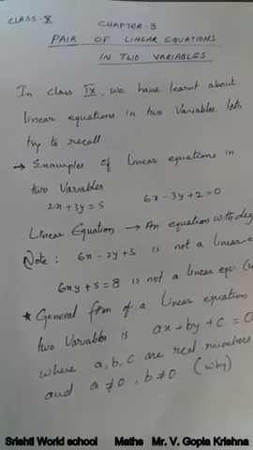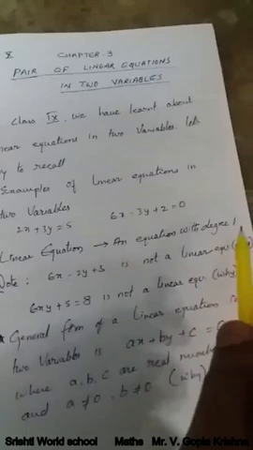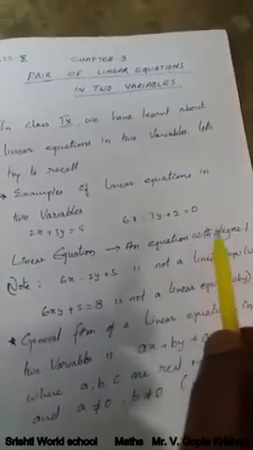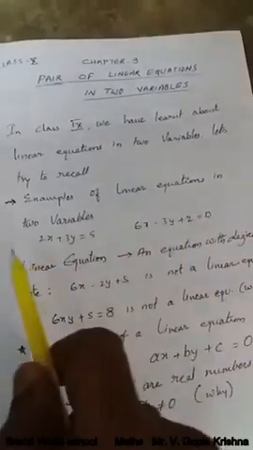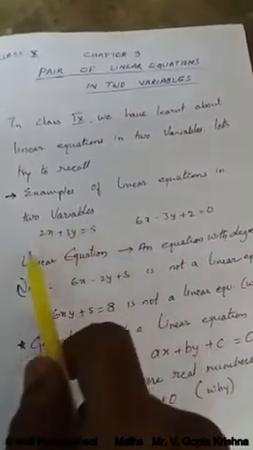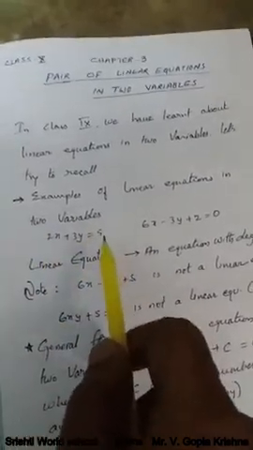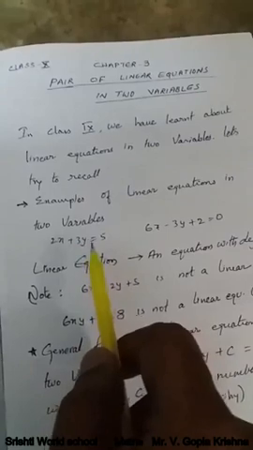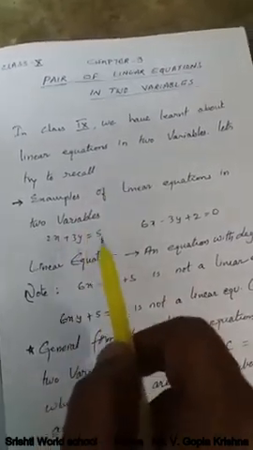Here you may have a doubt. What is a linear equation? A linear equation is nothing but an equation with degree 1. An equation with degree 1 is said to be a linear equation. And the example we have seen here, 2x plus 3y equals 5, has degree 1. It's an equation and it has two variables. So this is a proper example which we can say is a linear equation in two variables.